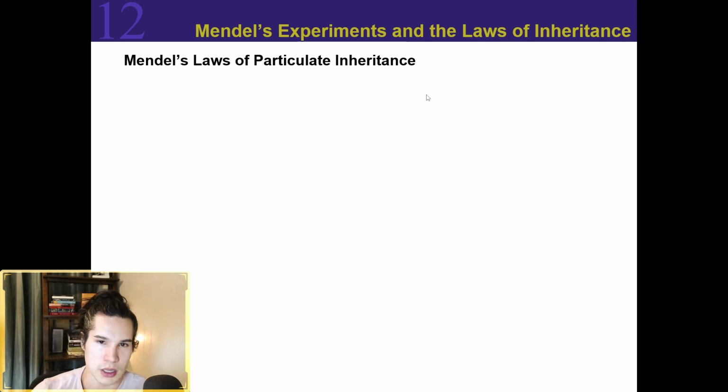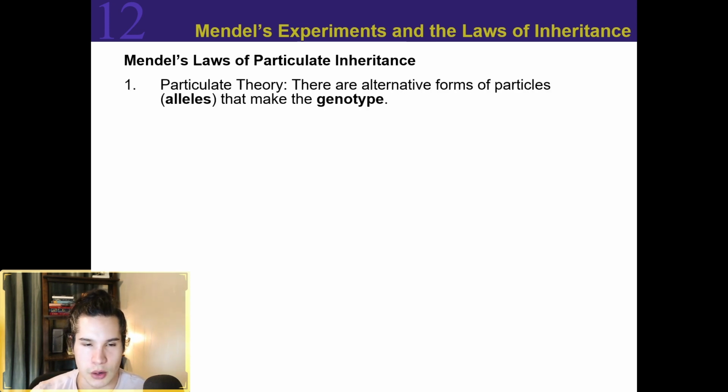All right, so Mendel's laws of particulate inheritance. According to particulate theory, there are alternative forms of particles or alleles that make a genotype. That just means that for your genes, there are variants of those genes, which are pretty much alleles. Alleles are variants of particular genes.